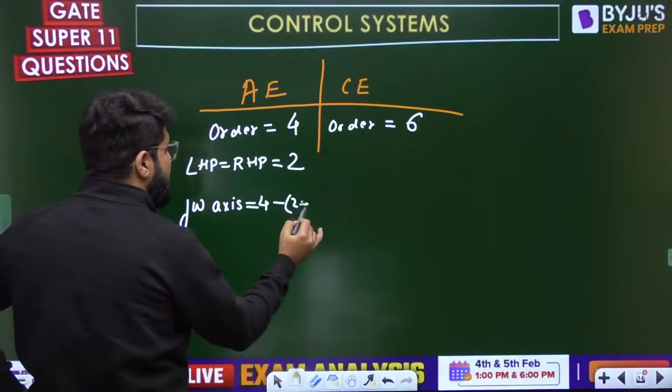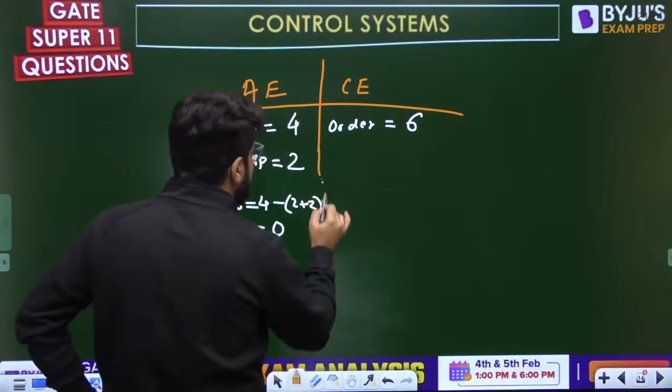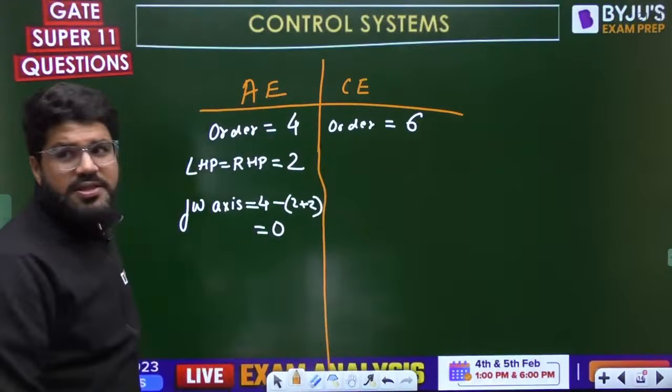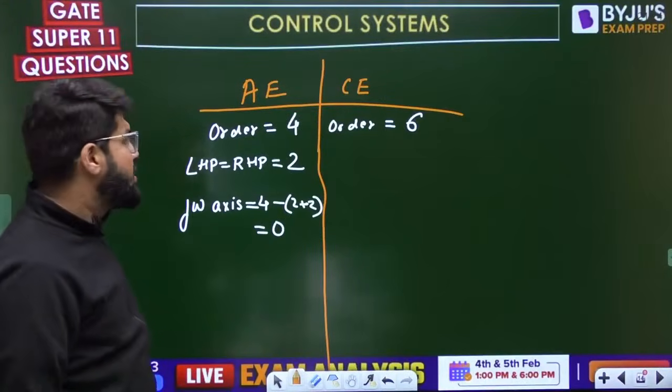Okay, out of which 2 is in LHP, 2 is in RHP. So how many is left for j omega? Actually, nothing is on the j omega this time. There is no j omega roots.